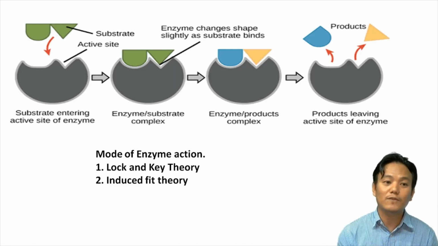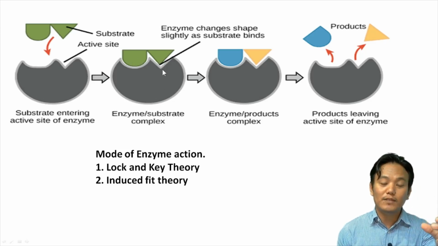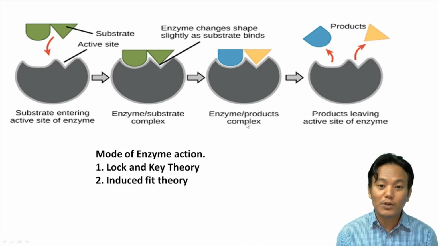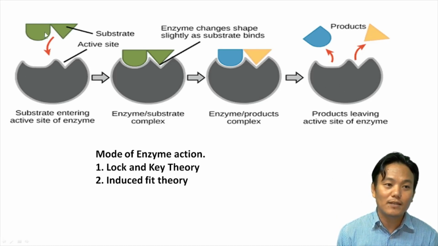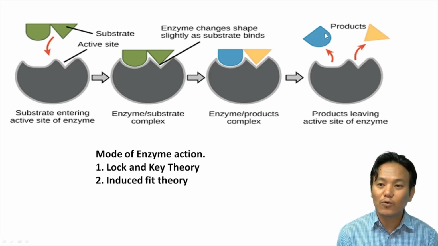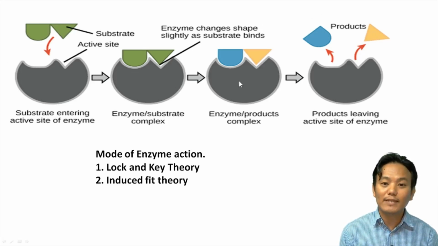The enzyme's active site fits the substrate, and an enzyme substrate complex forms. Then the enzyme product complex forms, and the product is released. So that's how the reaction proceeds: the reactant is converted into product.